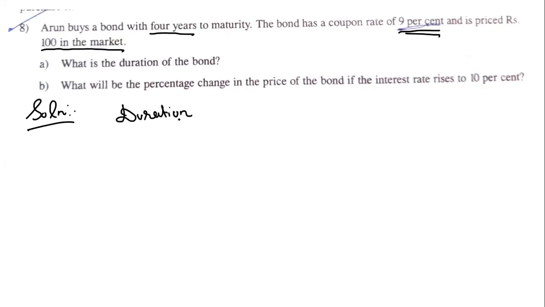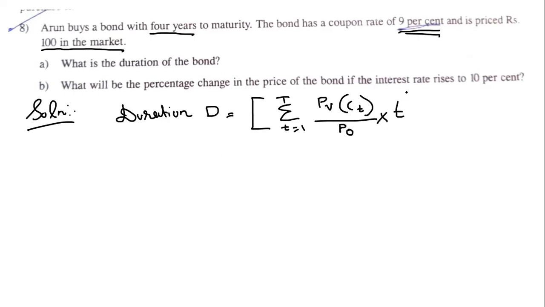Duration, that is nothing but D is equal to summation, t from 1 to n, of the present value of the coupon, PV of C_t, divided by P naught, into t. So this we can do with the help of a table. We can take a table, then we can solve it. So let's solve in a table.